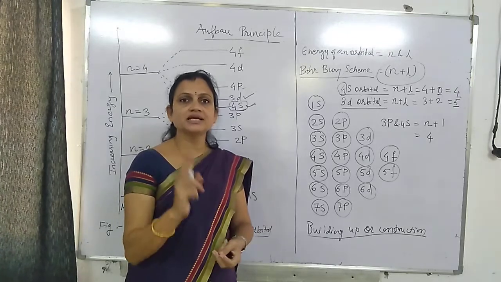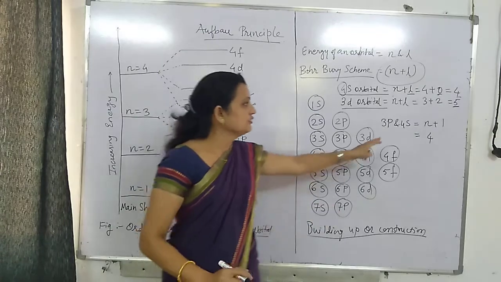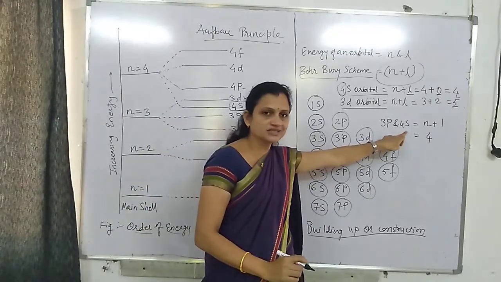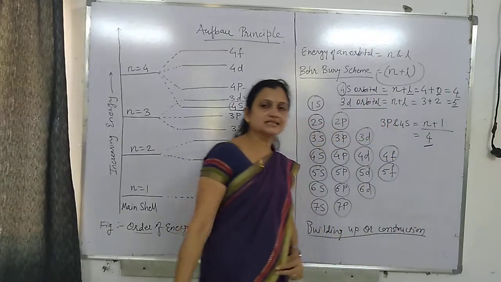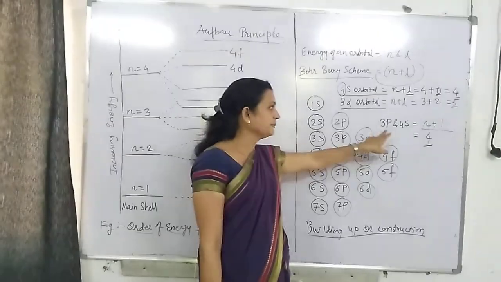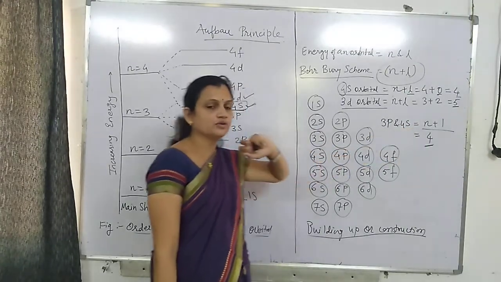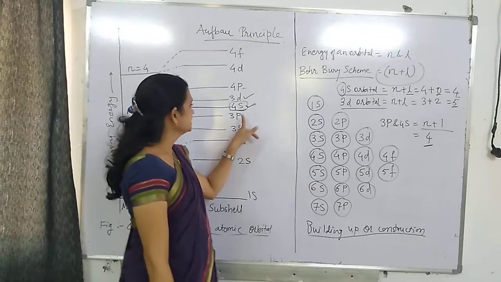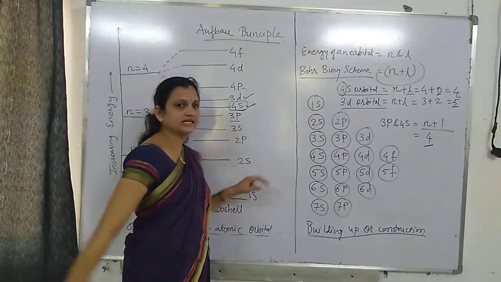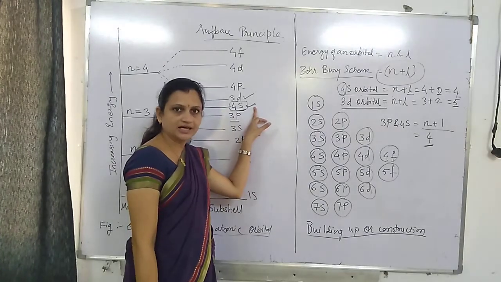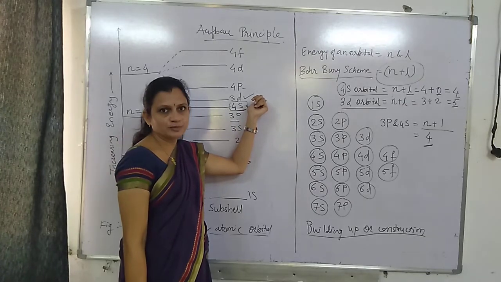if any two orbitals have a common n plus L value, suppose for the 3p and 4s orbitals, the value of n plus L is equal to 4. This is the common value. For the 3p orbital and the 4s orbital, what is the n plus L value here? It is 4, that is, the 3p and 4s orbitals. Still, we have written 3p first, and 4s later. Here we have written 3p first, then the 4s orbital comes.